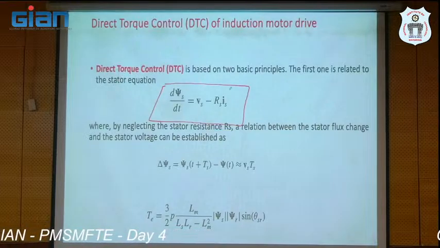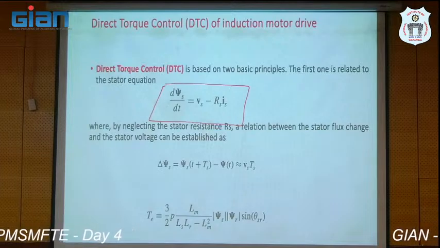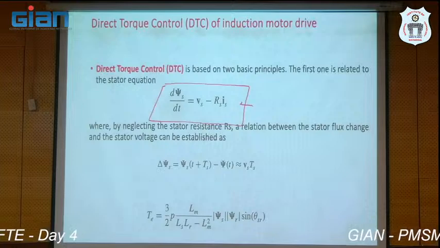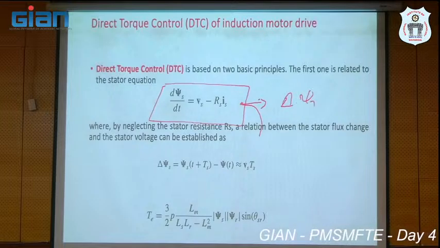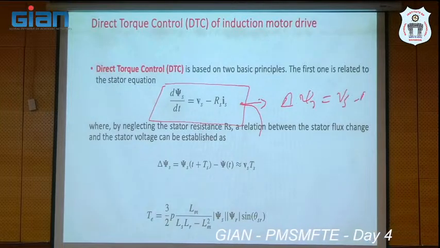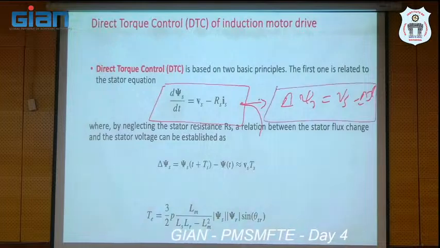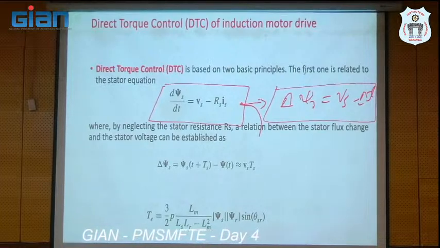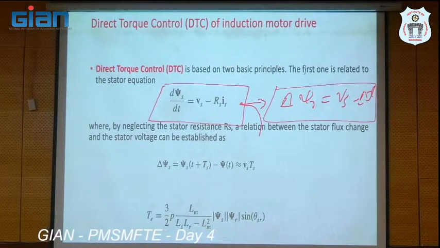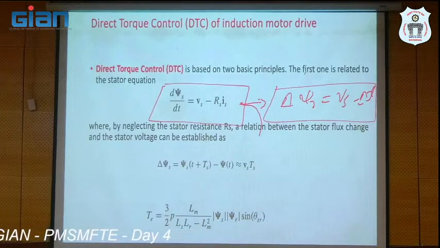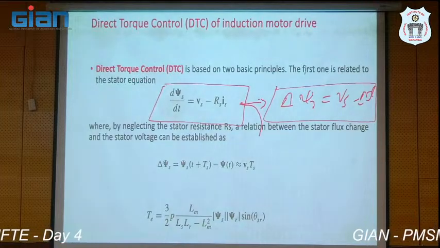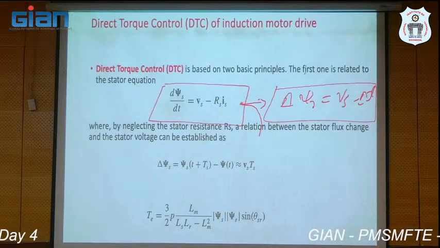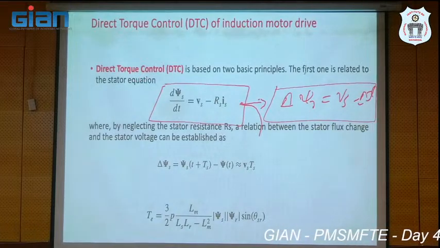From this expression, if we write it otherwise without losing any property, delta lambda is equal to Vs into delta T. What is delta T? Delta T is nothing but the sample time instant, so it is fixed. It is not a variable. Whenever you want to change the flux, it requires voltage. How much resultant voltage you apply in a particular sample period is important to regulate the flux.